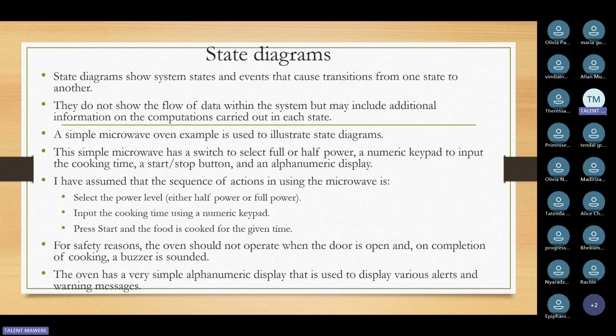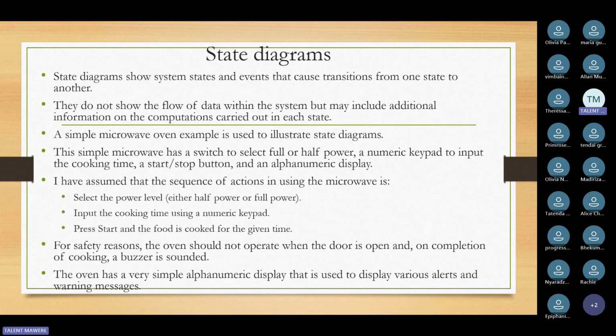So what are state diagrams? These are like data flow diagrams, only that they are specifying actions that will cause a transition of a system from one state to the other. So state diagrams show system states and events that cause transitions from one state to another. They do not show the flow of data within the system. But of course, you may include additional information on the computations carried out in each state.